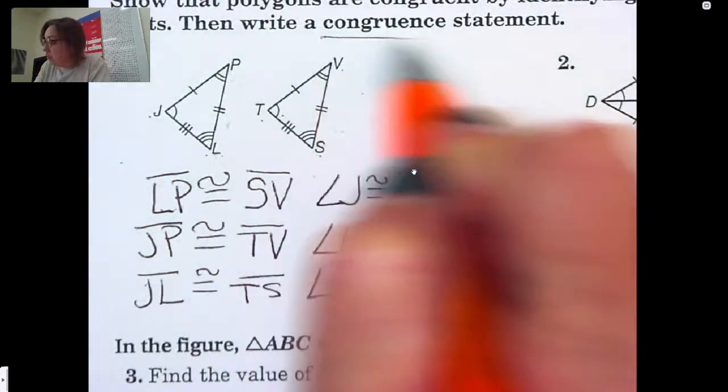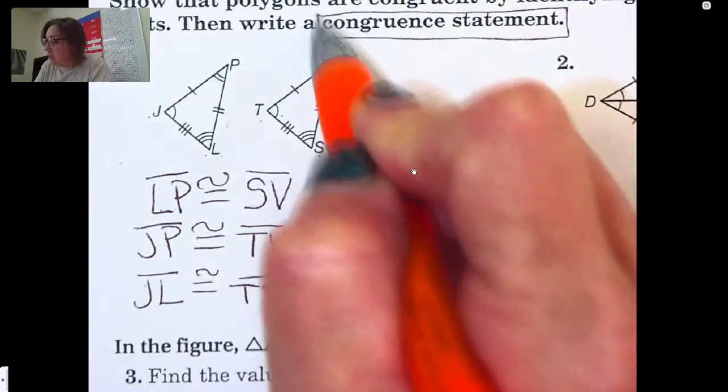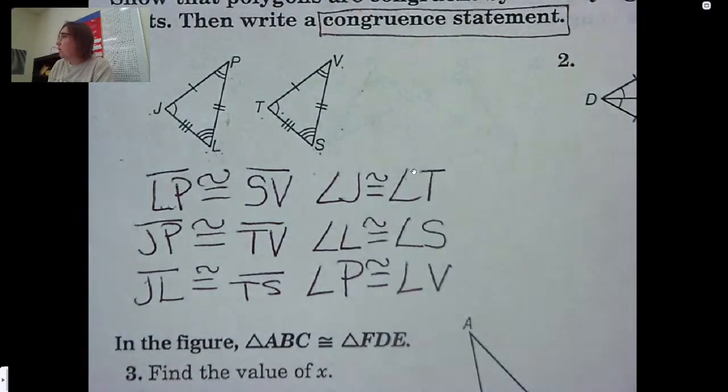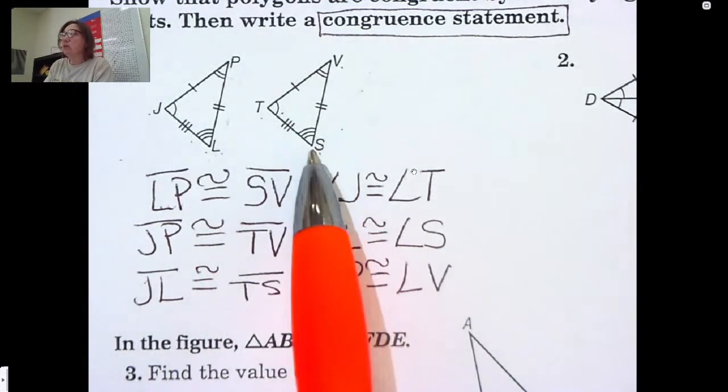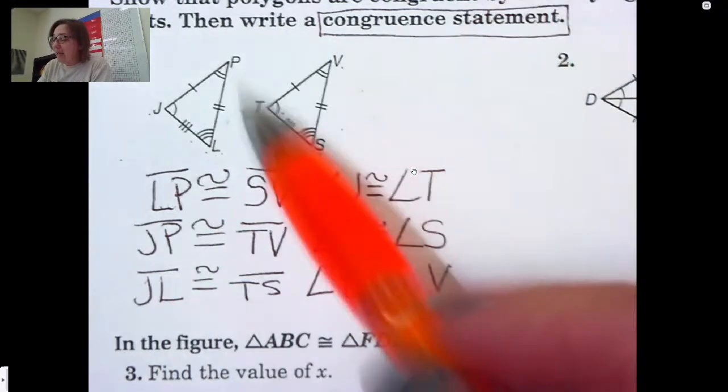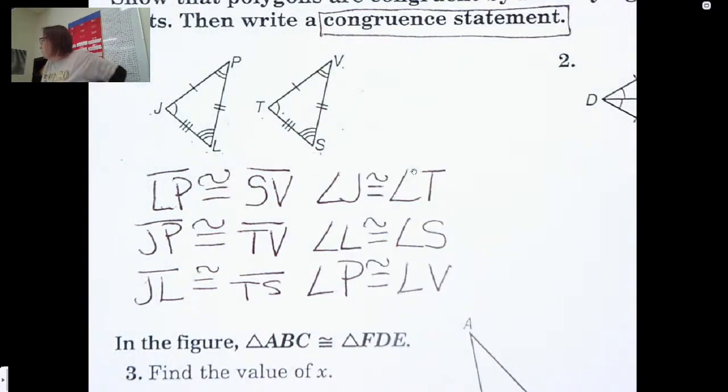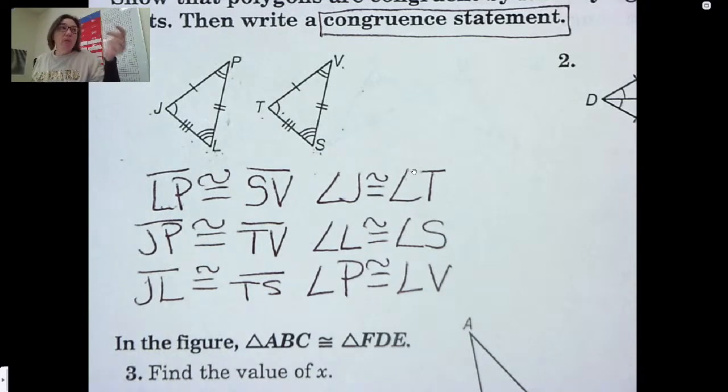See this? Congruence statement. That doesn't mean we have to write it out in words. We're going to use symbols to say that this triangle is congruent to this triangle. So we're going to name this triangle. Now, when you name a triangle, you just use the 3 vertices. And you just write them down. And it doesn't matter what order you put them in. But for this worksheet, once again, I want you to do them alphabetically, okay?